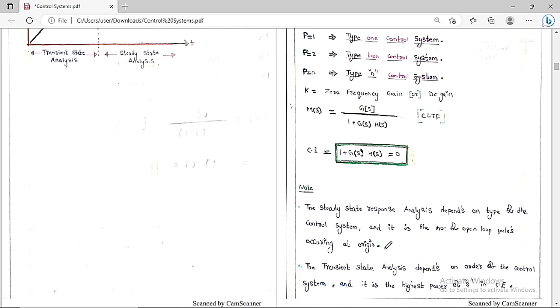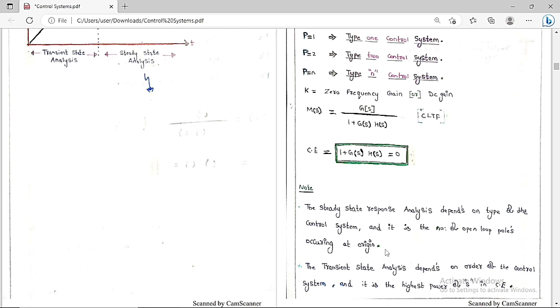I've already told you what the type of the control system is. In the open loop transfer function G(s)H(s), the number of poles present at the origin is called the type of the system, and the steady state analysis depends on the type of the system. Whereas the highest power of s in the characteristic equation is called the order of the system, and the transient state analysis depends on the order of the system. I've told you this many times. Always remember, the steady state analysis depends upon the type of the system, whereas the transient state analysis depends upon the order of the system.